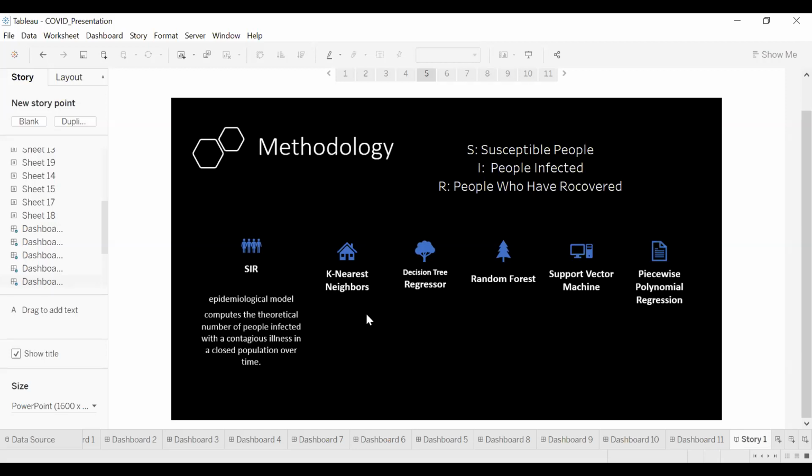So also after the SIR model, I use nearest neighbors, decision tree, random forest, support vector machine, and piecewise polynomial regression to predict VIX.